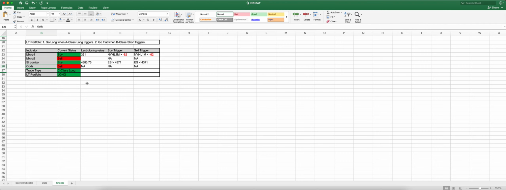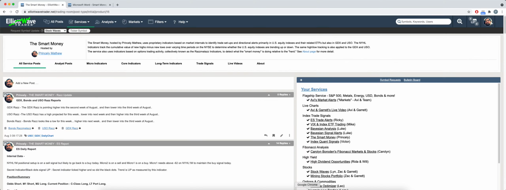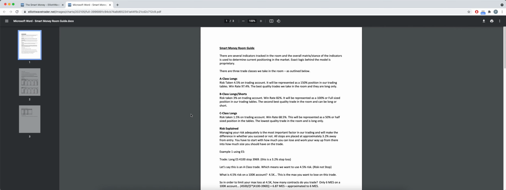Right now we are in what we call a C-class long, and similarly we have A class and B class also. I have put together this guide, and I link it in my post also. It will also be put up in the about page, so you can go through this. It shows the different trade types. We've got A class longs, B class can be long or short, and we've got C class longs. So they're divided up based on the risk that we take on the trade.